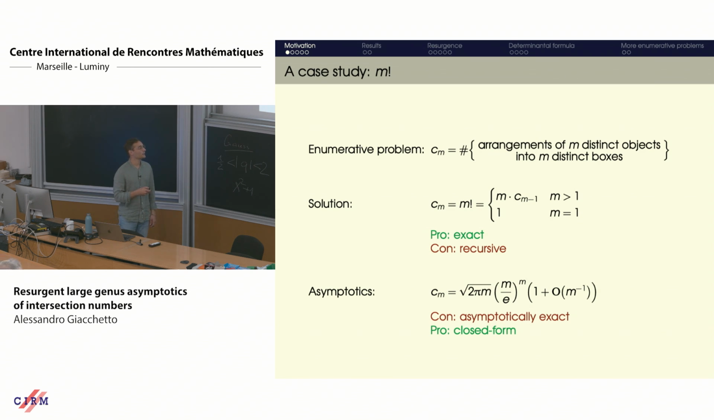If you want to be more precise, you can try to improve on this error by looking at subleading corrections to this formula. For this specific problem, at first order you find 1/12 times m to the -1, and the error now goes like m to the -2. And you can go on. For example, at the second subleading term, you get 1/288 m to the -2.